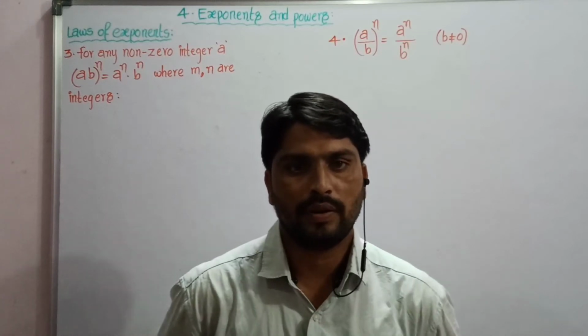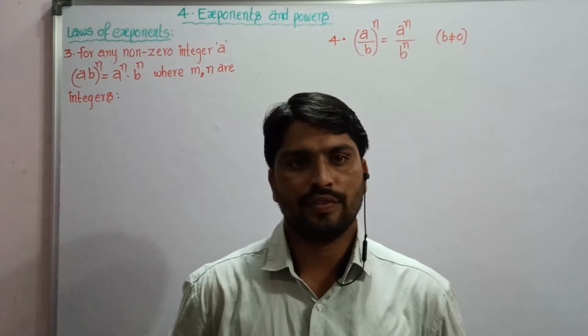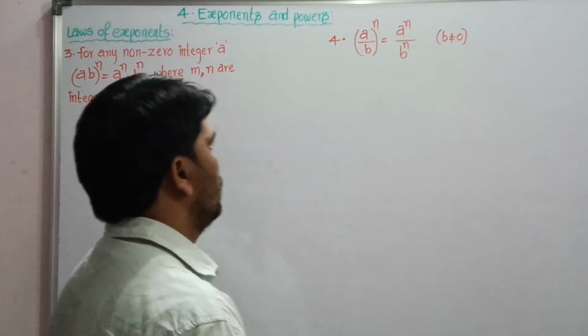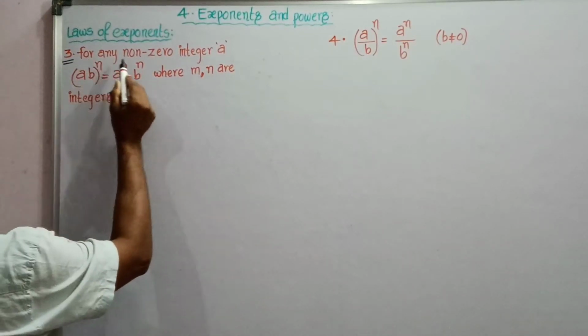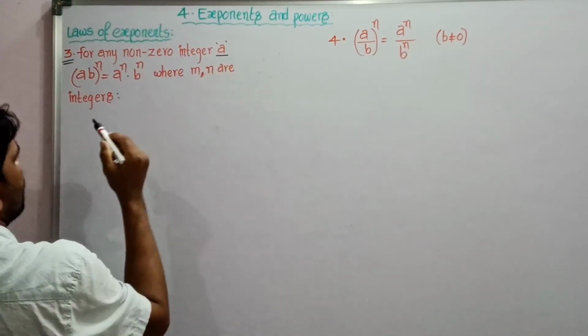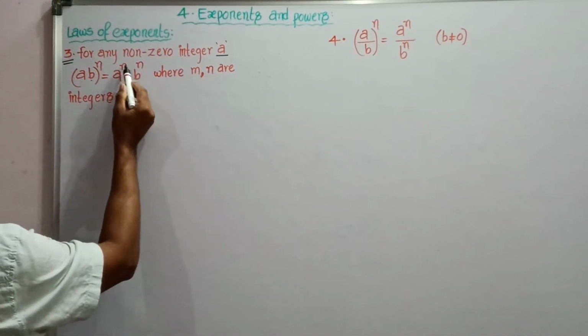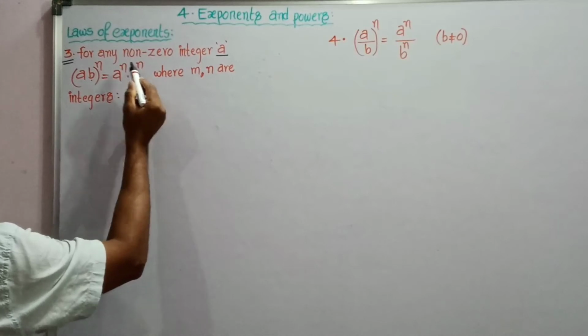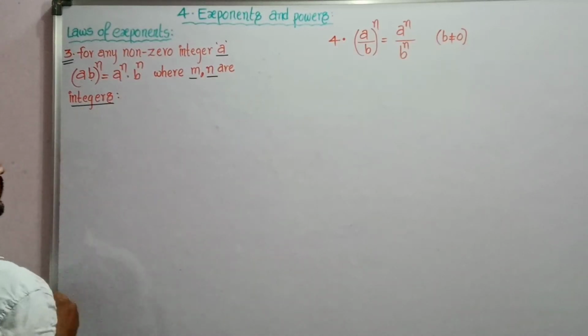Today we are going to part 3 of exponents and powers, which is about laws of exponents. The third law of exponents: for any non-zero integers a and b, (a × b)^n = a^n × b^n, where m, n are integers.